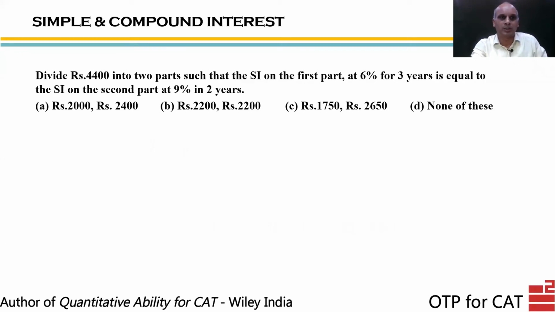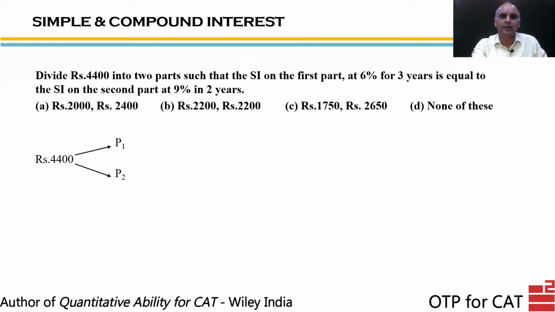This is our first question now. Read this. So we have to divide 4,400 rupees into two parts, such that SI on the first part is same as that in the second part. In this, we will first assume that 4,400 is broken into two parts. First part is, let's say, principal P1. Second part, principal is P2.